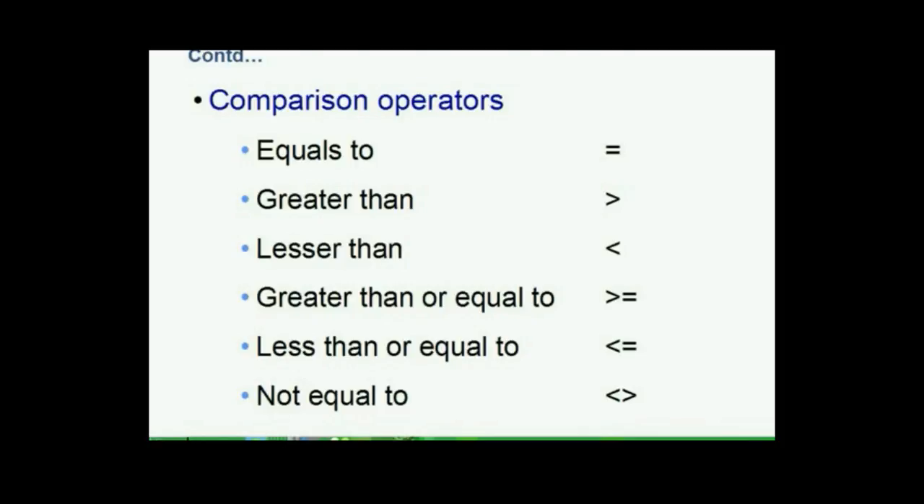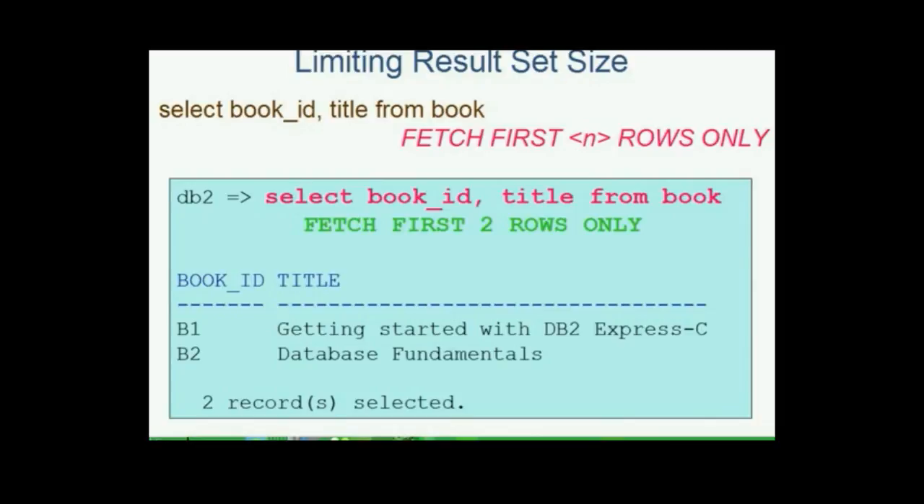Relational databases also allow us to limit the number of rows we want to view, although the result set may have many rows to return. We use fetch first n rows only. This is a clause that restricts the result set. The example, select book ID, title from book fetch first two rows only, will restrict the output to only two rows.